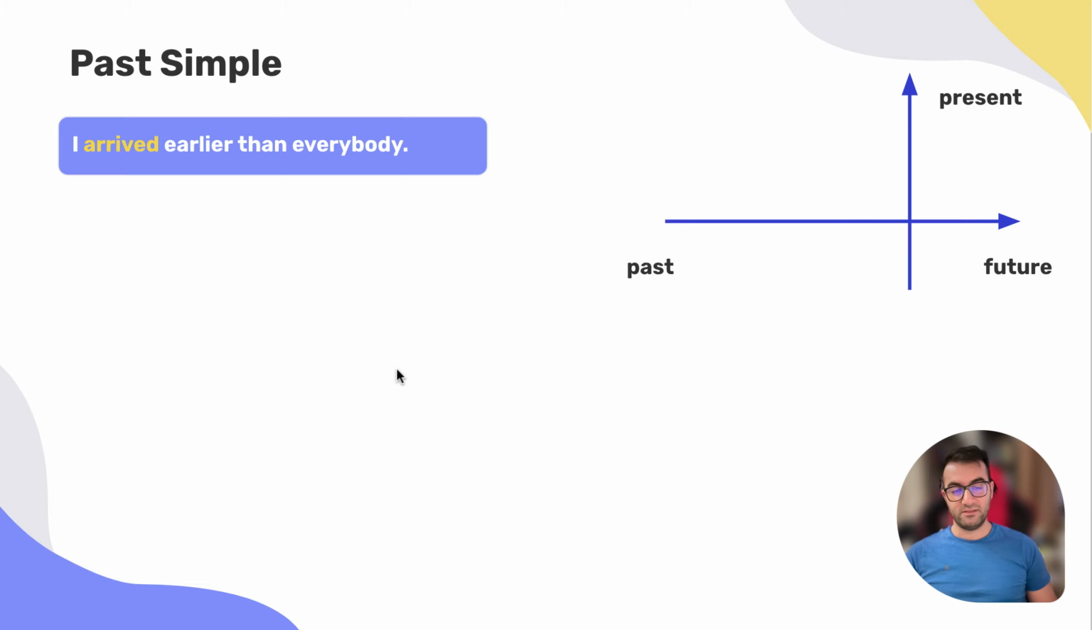Well, if we check the timeline, I'm sure that all of you know the action happened in the past, right? So nobody would argue that. But my question is this: how many times did the action happen? Did it happen once or several times? I arrived earlier than everybody. Once or many times? Yeah, exactly. It happened once. So it happened probably yesterday or the day before yesterday or whenever the past simple action I'm talking about is or was.